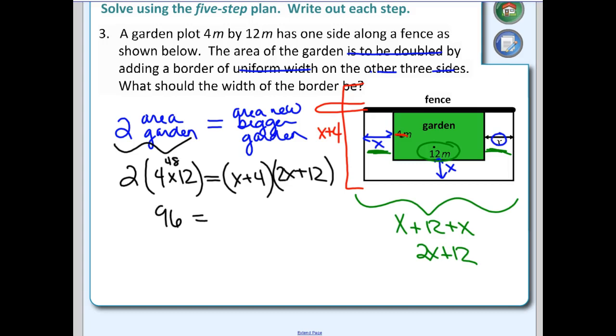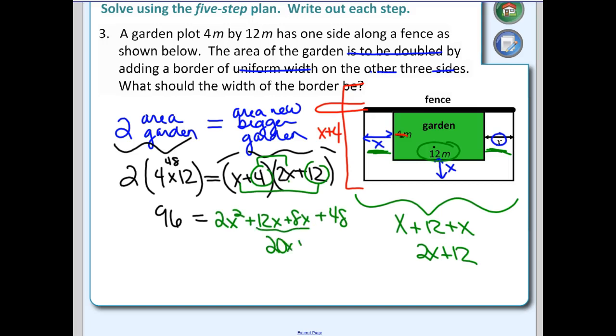Now, guess what I'm going to have to do to these two guys here? I've got to FOIL them to find the answer. So we've got x times 2x, which is 2x squared. Outside is going to give me 12x. Inside is going to give me 8x. And then 4 times 12 is 48. So we're going to collect our like terms in the middle. We've got 20x plus 48, and then we've still got this guy over here, equals 96. Okay, so now we're ready to solve.